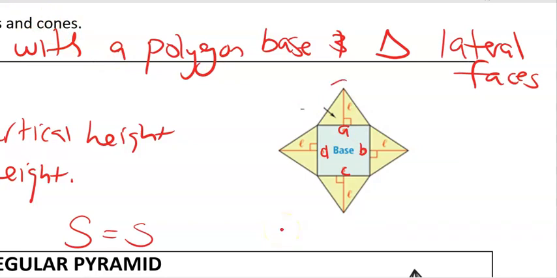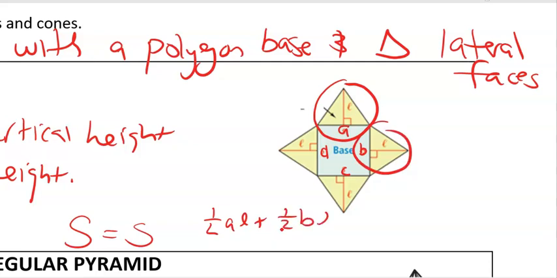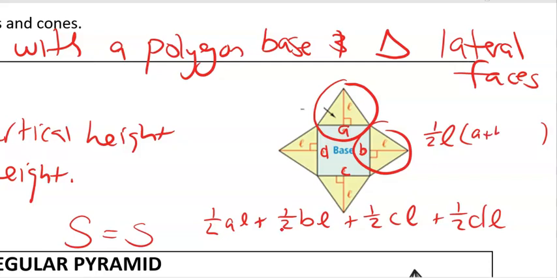All right, what is the formula for the area of this triangle right here? It is going to be what? 1/2 AL plus this one, which is 1/2 BL. And then the other one is 1/2 CL. And the next one is 1/2 DL. Okay, what can come out of all of those? 1/2 and L, and what are you left with? A plus B plus C plus D. And A plus B plus C plus D, we can call that perimeter.